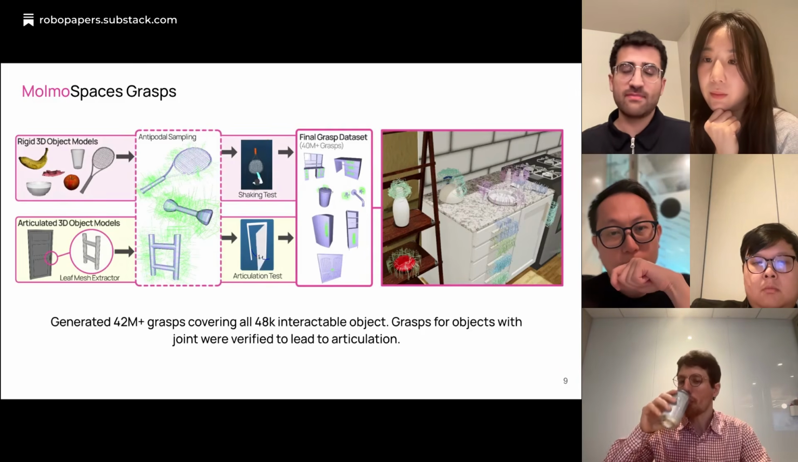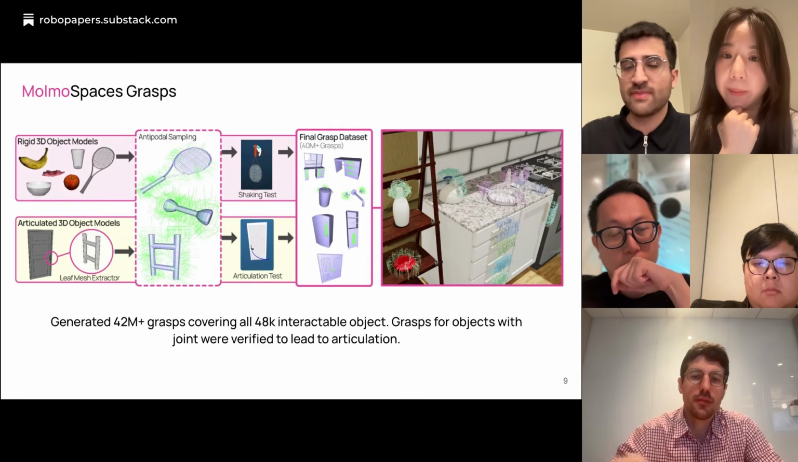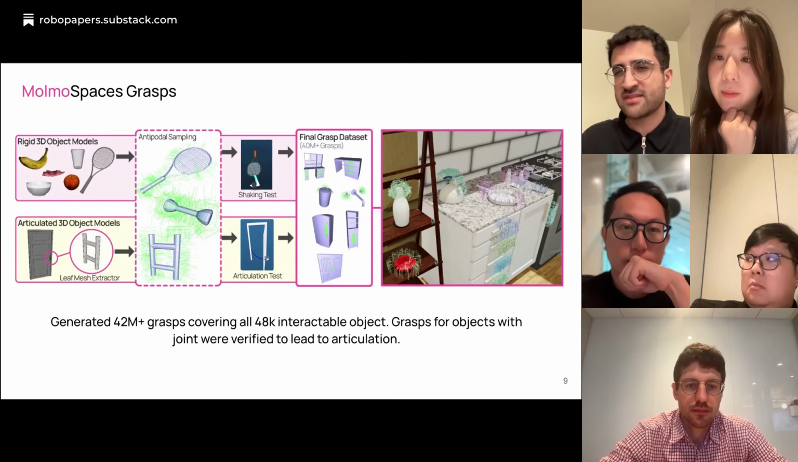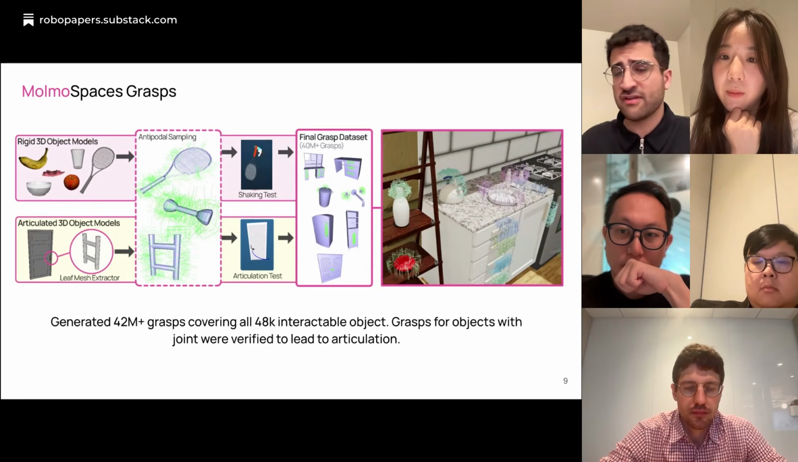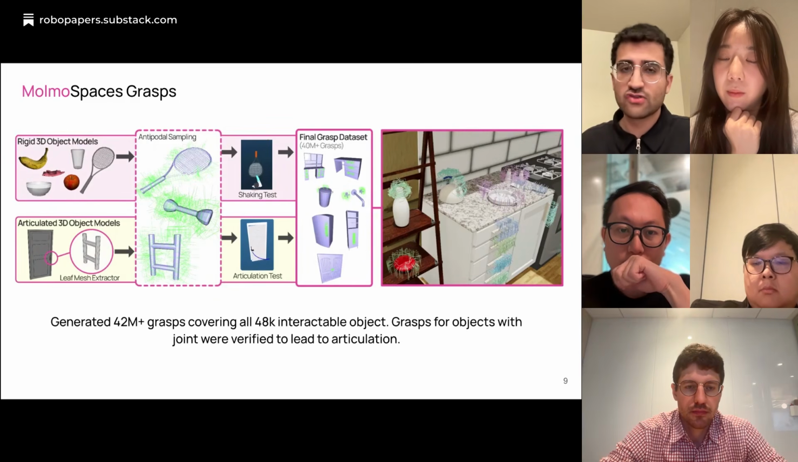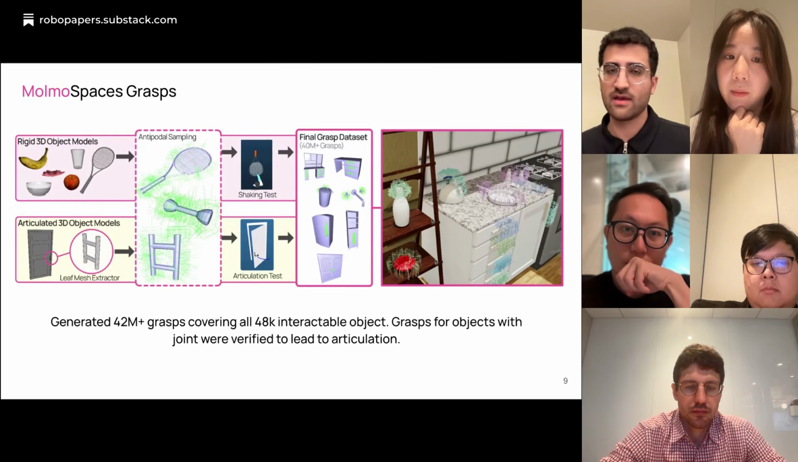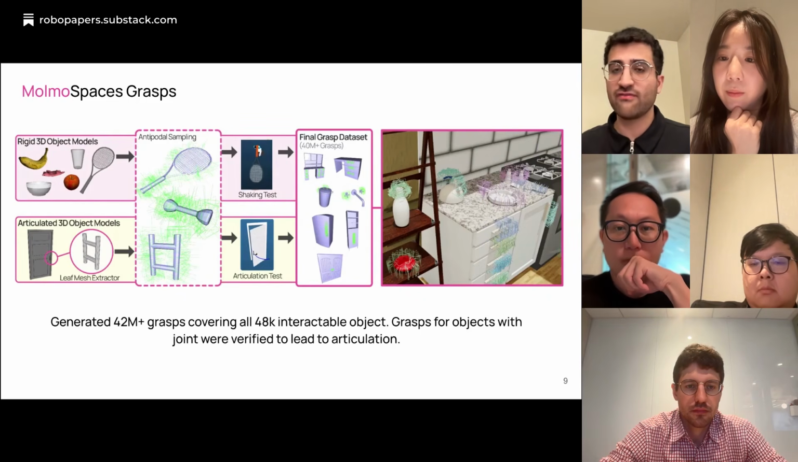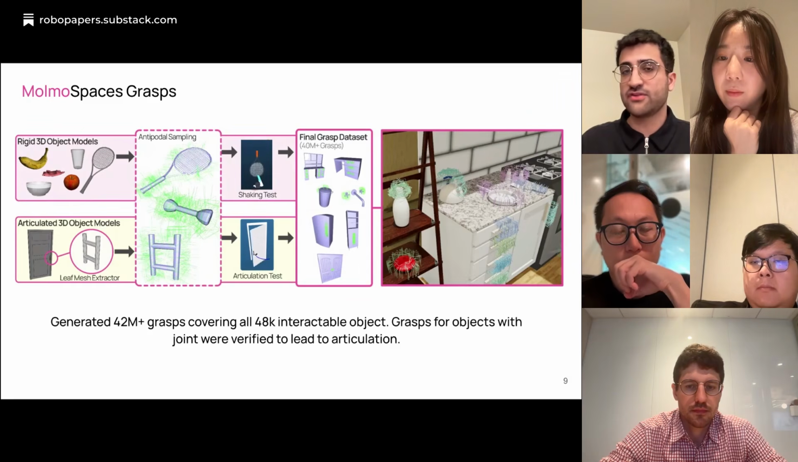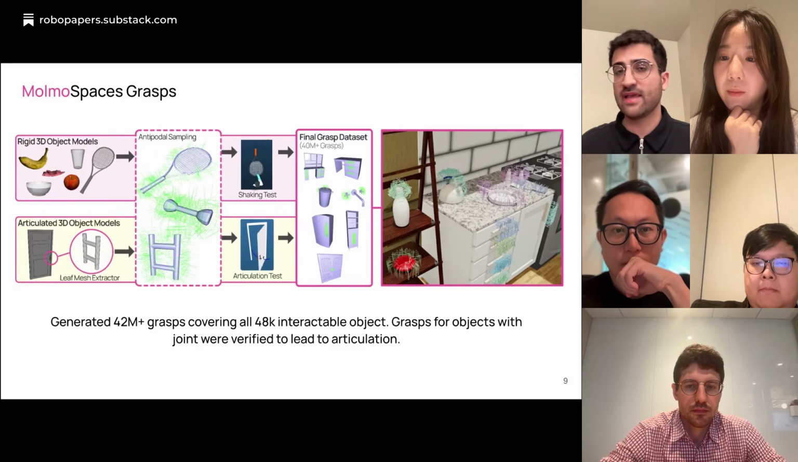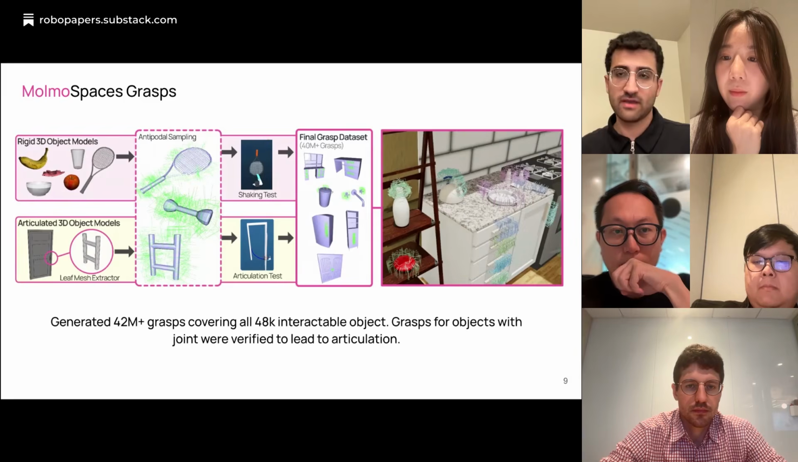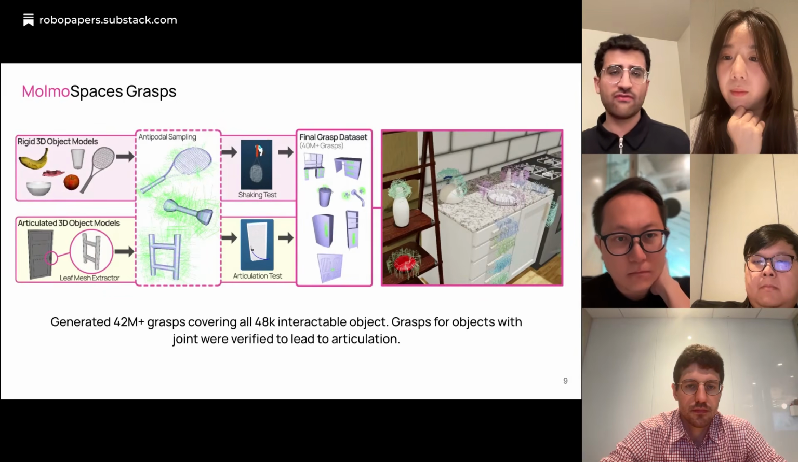We split this pipeline into two different components. The first is for rigid objects. As Yejin mentioned, the majority of our assets are rigid, meaning they don't have any joints. For those, we run the default antipodal sampling pipeline to generate grasps, and then we verify them by checking that if you grasp the object and shake it in a vacuum scene, it is a stable grasp and the object wouldn't slip out of the gripper. We do that for all of our rigid objects.